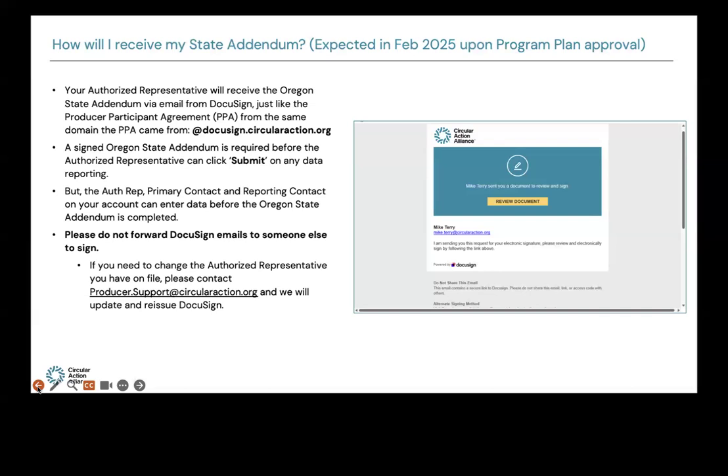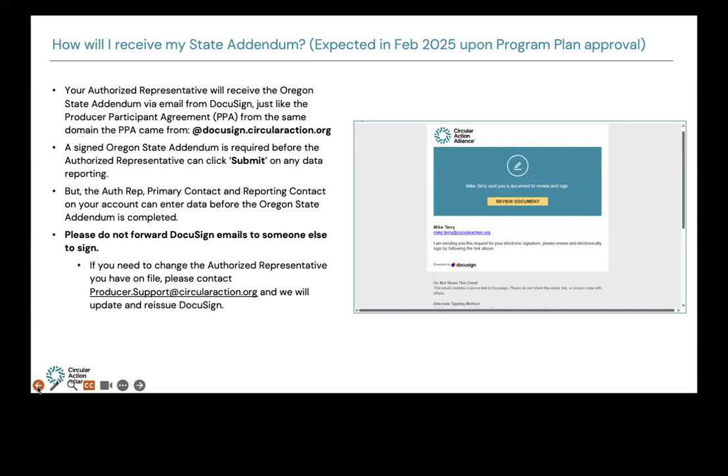Signing the Oregon State Addendum is required before the authorized representative is able to submit any data on reporting. However, any authorized rep, primary contact, or reporting contact can begin entering data before the Oregon State Addendum is complete. So if you have portal credentials, you can start your reporting, but you won't be able to submit it until the addendum is signed.